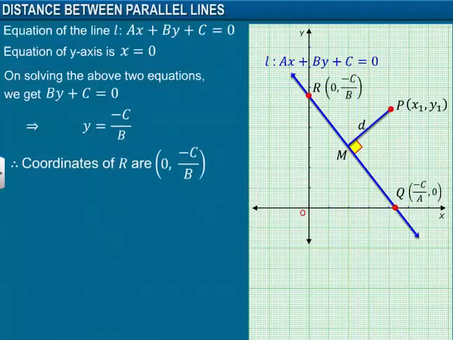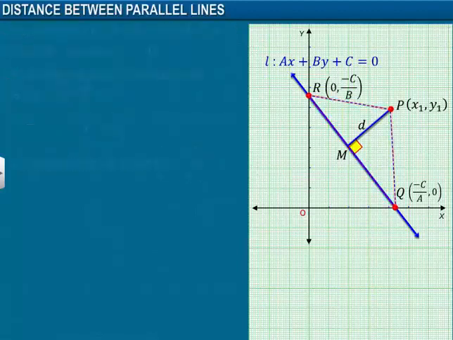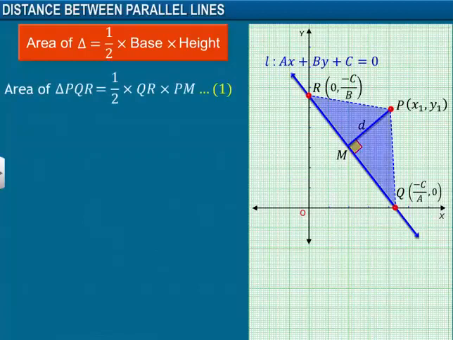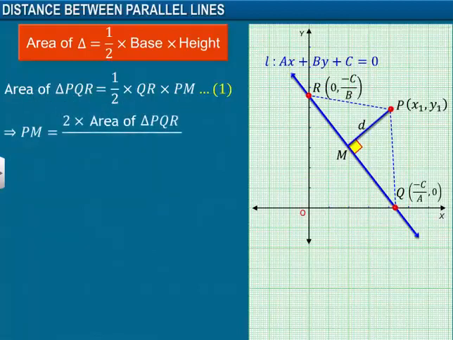Let us join PQ and PR to form triangle PQR. Recall that the area of a triangle is equal to 1/2 of the product of its base and height. Thus, the area of triangle PQR is equal to 1/2 of the product of its base QR and height PM. Let this be equation 1. From equation 1, we get distance PM is equal to twice the area of triangle PQR divided by length QR. Let this be equation 2.